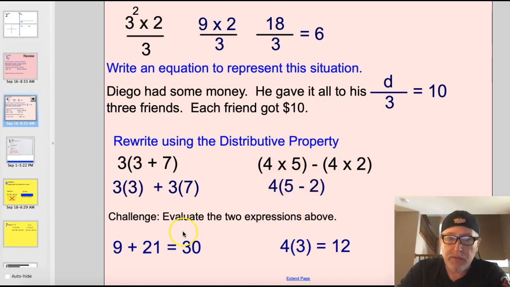All right, and then evaluating them, this one here, well, we could just simply do this as 9 plus 21 gives us 30. We could also do it this way, 3 times, 3 plus 7 is 10, and that's 30 that way. This way here, 5 minus 2 is 3. 4 times 3 is 12. I think that's probably the fastest way to do that one.